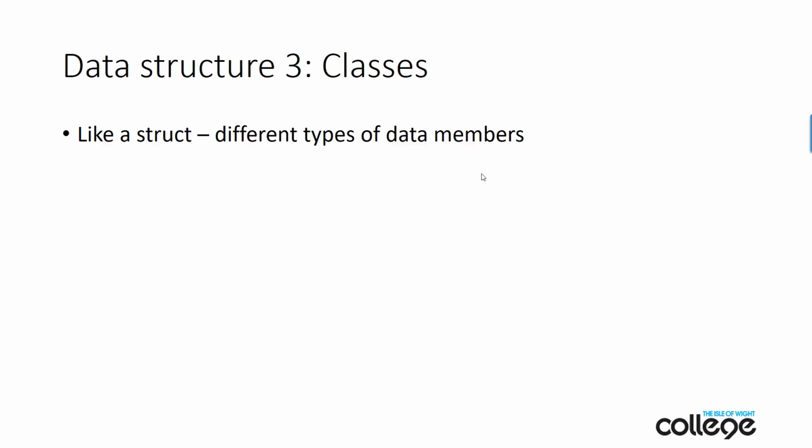They have a name, of course, they have different types of data members, but this time they can also have method members. These are the things you can do with the data that the class is storing when it's turned into an object with data actually stored inside it.